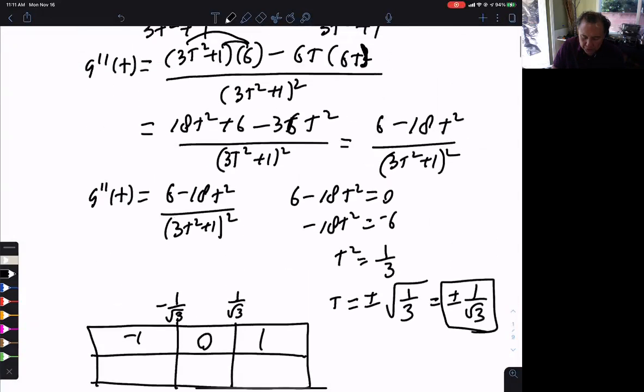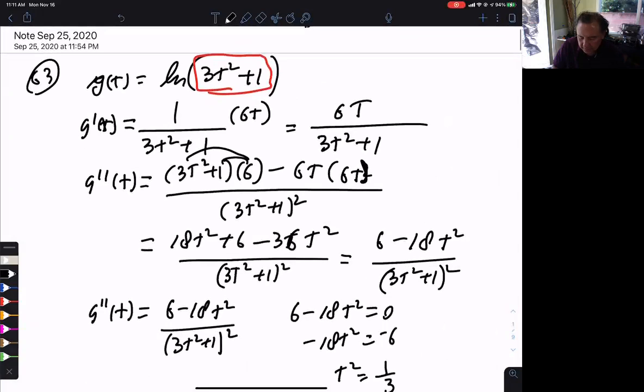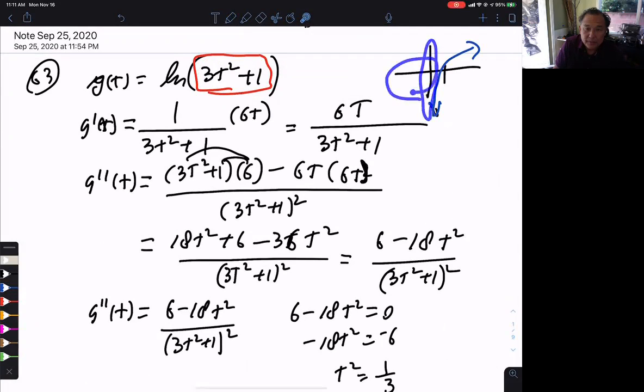Let's look at the original function to see, do we have limitations on what t can be? Okay. For an ln function, just to remind you, I can only take the ln of numbers greater than 0. ln doesn't exist at 0 and doesn't exist for negative numbers. So are there any values of t that will make this negative or 0?